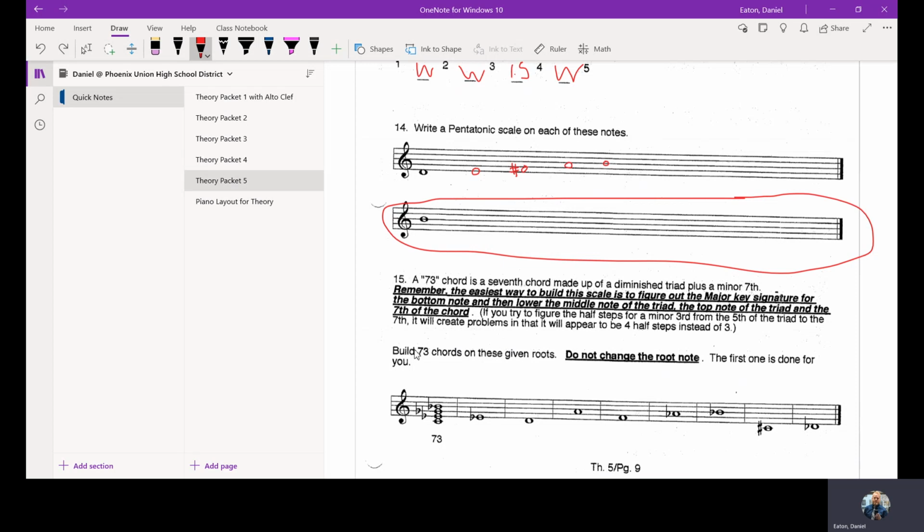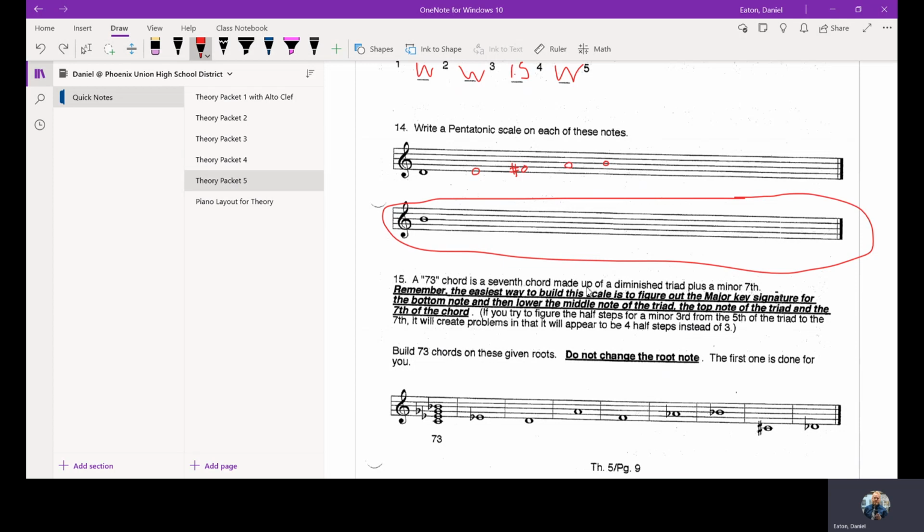Okay. Build 7/3 chords. On these given roots, do not change the root. The first one is done for you. As I said before, we're trying to remember the number associated with the chord here. In most theory I've dealt with, they would actually call this a half diminished 7th chord. When we get to the 7/5, I'll talk about the difference between half diminished and fully diminished, but you need to know what the 7/5 chord is before we do that.